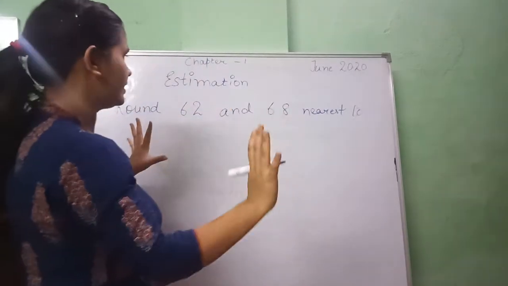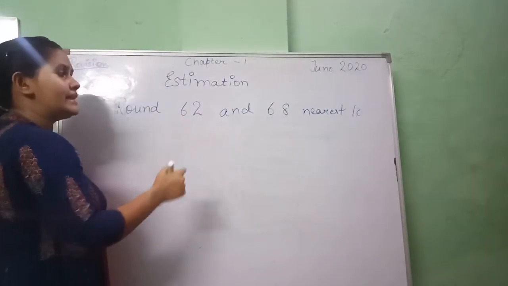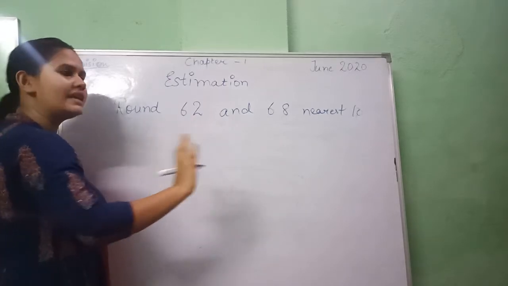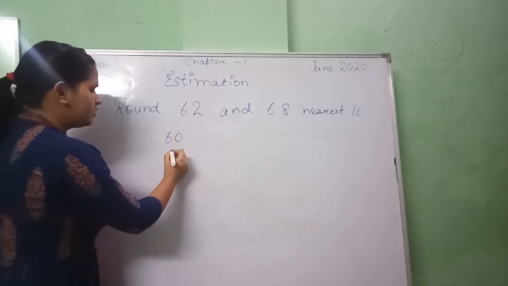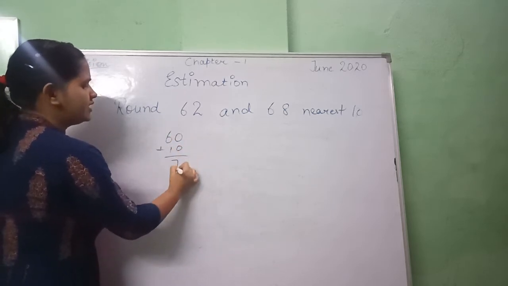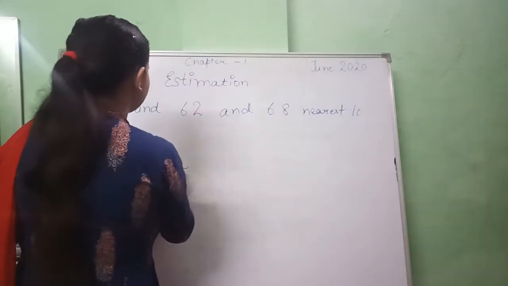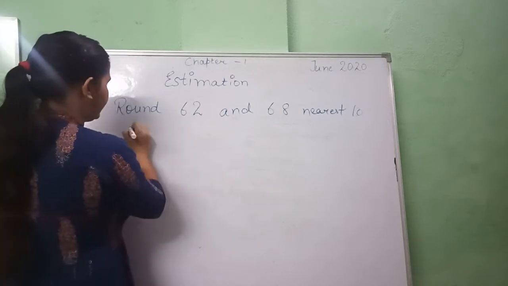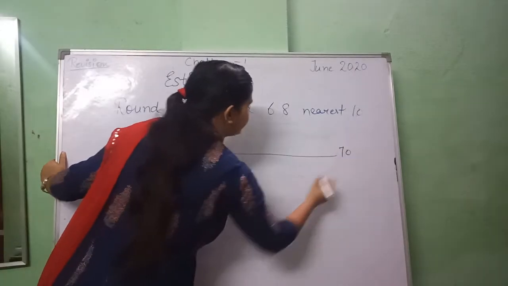Okay, now listen, it's from 62, which means it is approximately 60 to 70, because we have to count to the nearest 10, which means 60, we will add the 10, it becomes 70, which means we have to count it from 60 to 70. Let's take a line.